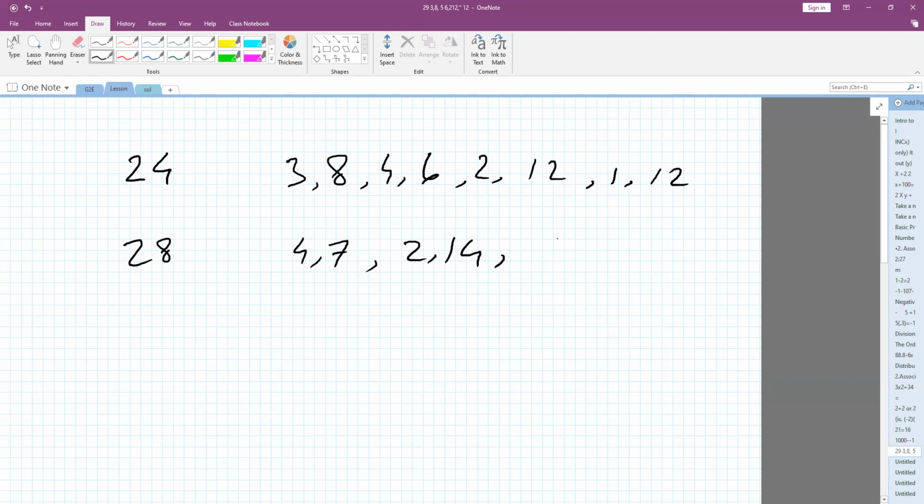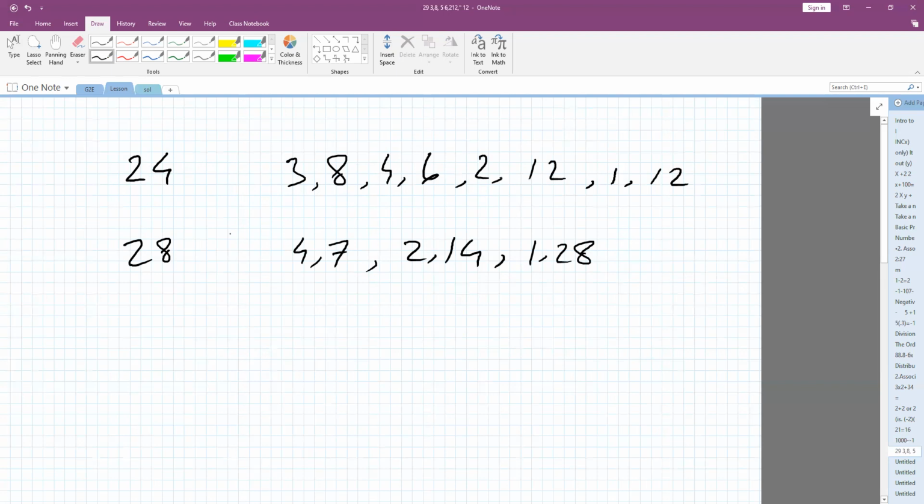1 times 1 and 28. Is there any more? No. So now you know the meaning of factor, because if you look at numbers other than prime numbers, they can have several factors. As long as when you multiply them, they give this number, they become the factors.